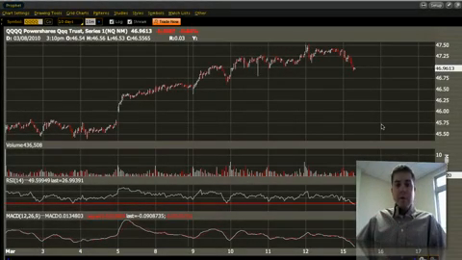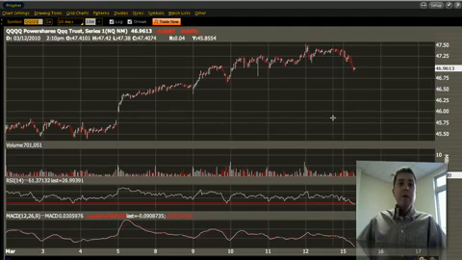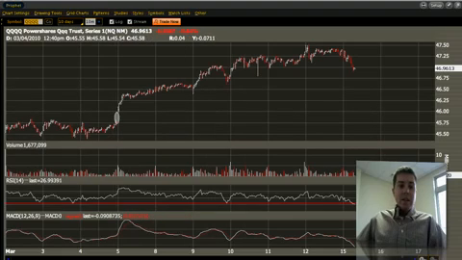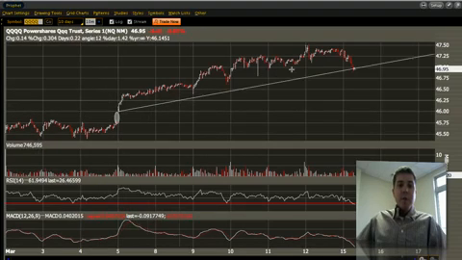Good morning, almost lunchtime. Wanted to do a quick analysis on QQQQ. This is the ETF representing the NASDAQ 100. So we're starting with a 10-day chart here, and wanted to first point out this gap that we had that started a nice little uptrend, a short-term uptrend here in the Qs.